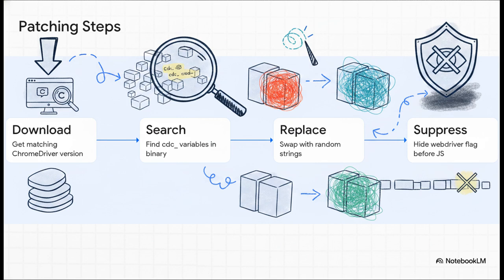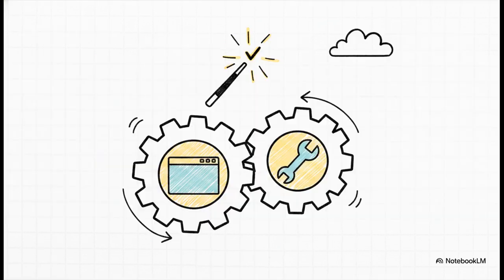Think of this like that famous Indiana Jones scene, where he swaps the gold idol with a bag of sand. By keeping the string length exactly the same, the binary still functions perfectly, passing basic file size and structure checks, but it entirely loses the signatures that detection scripts are aggressively searching for. Finally, step 4, it aggressively suppresses that navigator.webdriver flag before any JavaScript on the target web page can even execute. Plus, it automatically handles ChromeDriver version sync to eliminate maintenance headaches.